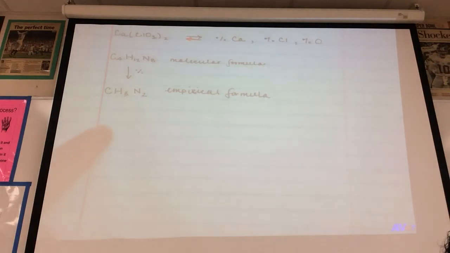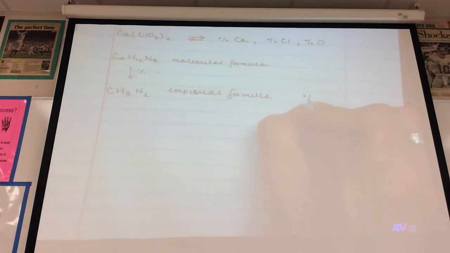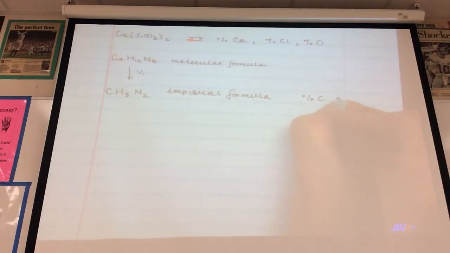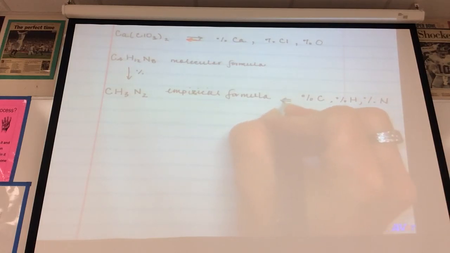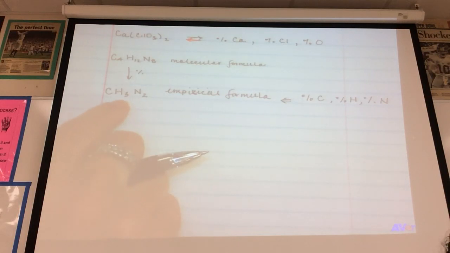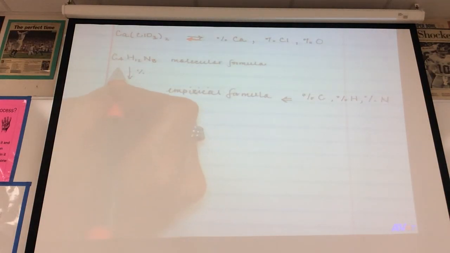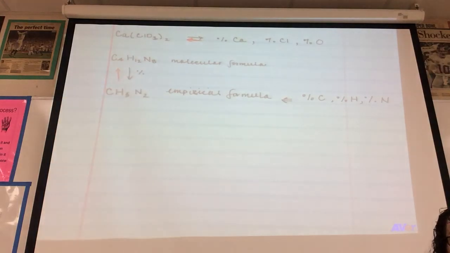So we're going to learn how to get an empirical formula from percent comp. So if we're given the percent of carbon, the percent of hydrogen, and the percent of nitrogen, we can work backward and get the empirical formula, and then next time we'll then go from empirical to molecular, which is actually much easier than getting the empirical.